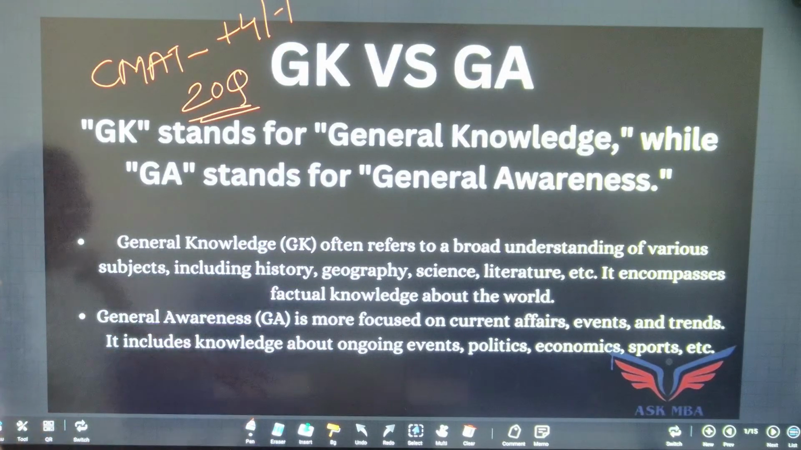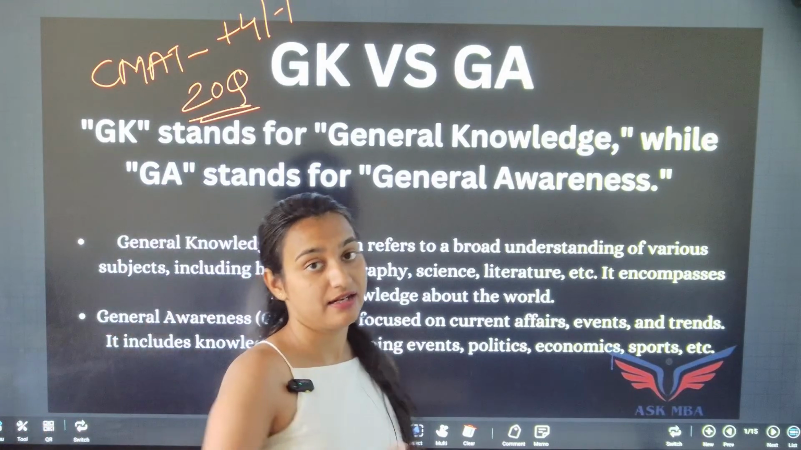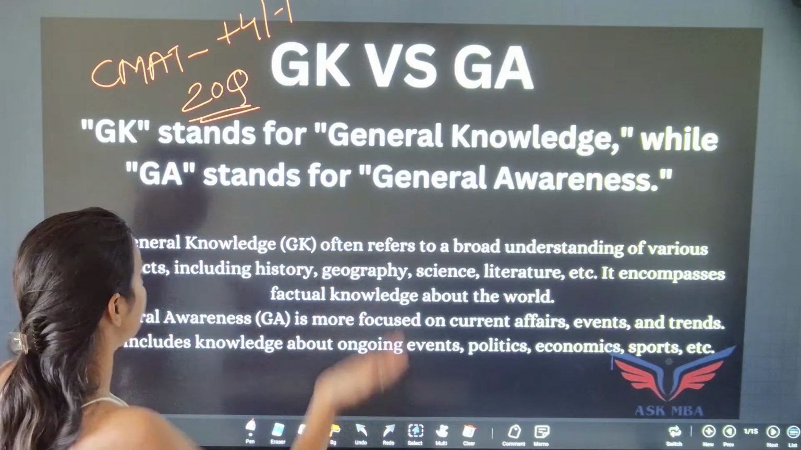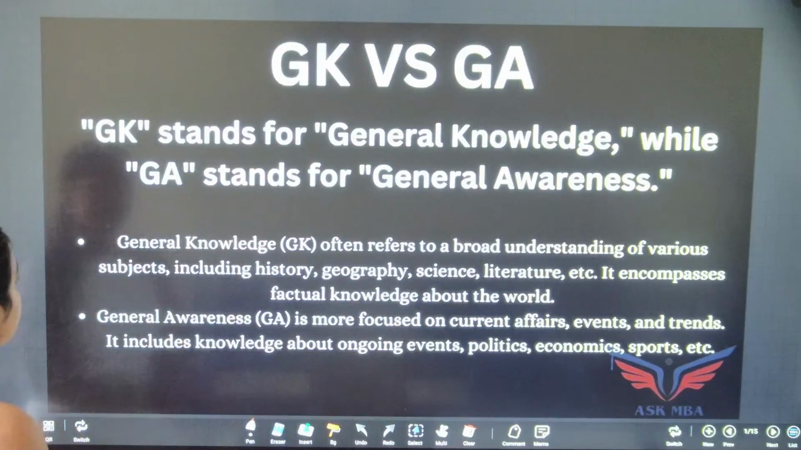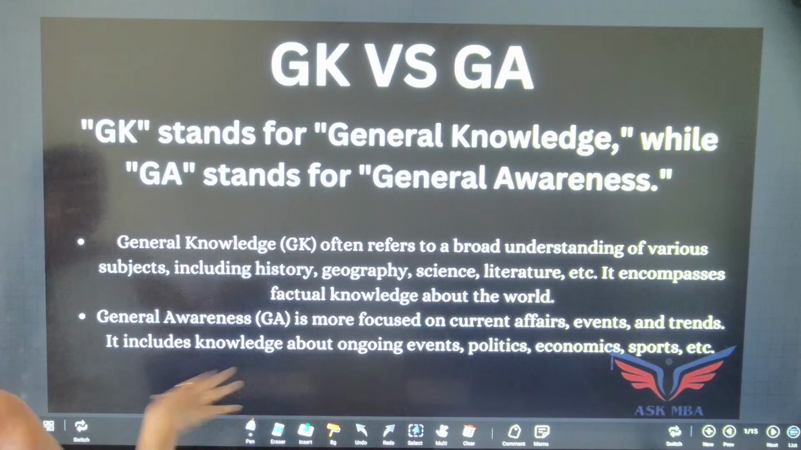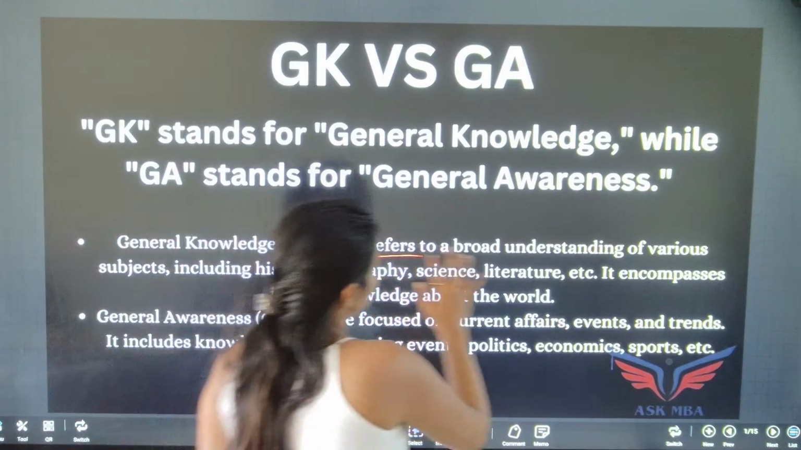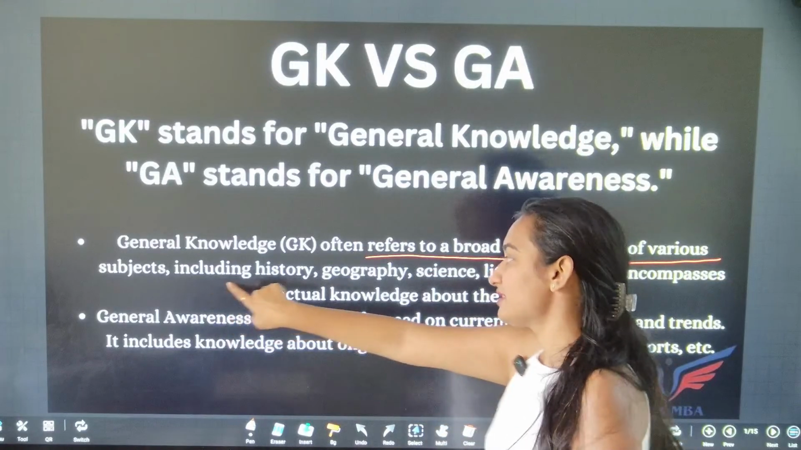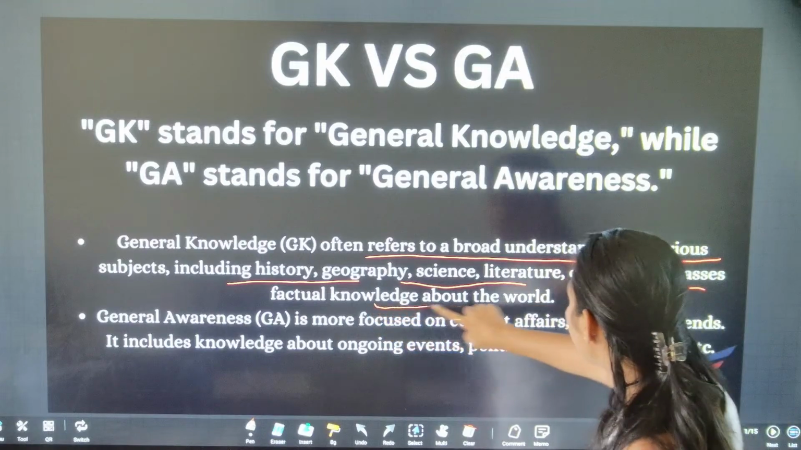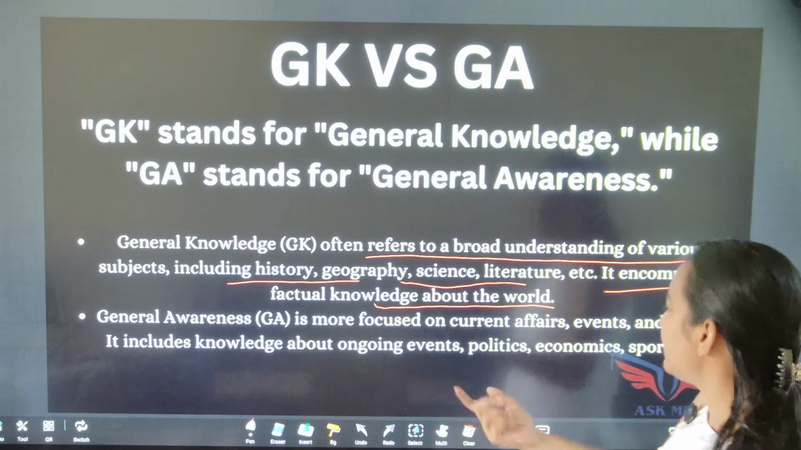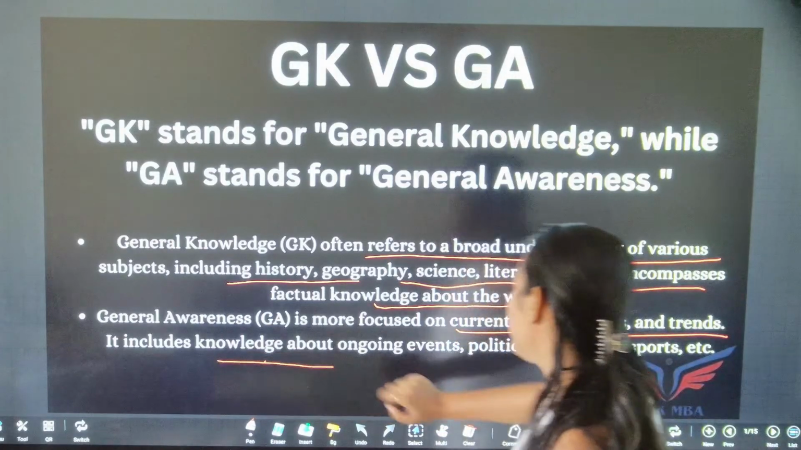तो आप जब question solve करोगे तो आपको श्योरिटी होनी चाहिए कि कौन सा आंसर रहेगा, प्रोबेबिलिटी कौन से आंसर की ज्यादा है, वरना you will end up losing marks over there. ठीक है, let's understand. GK stands for general knowledge, we all know, and GA stands for your general awareness. GK often refers to broad understanding of various subjects including your history, geography, science, literature, and it also facilitates a knowledge about the world.